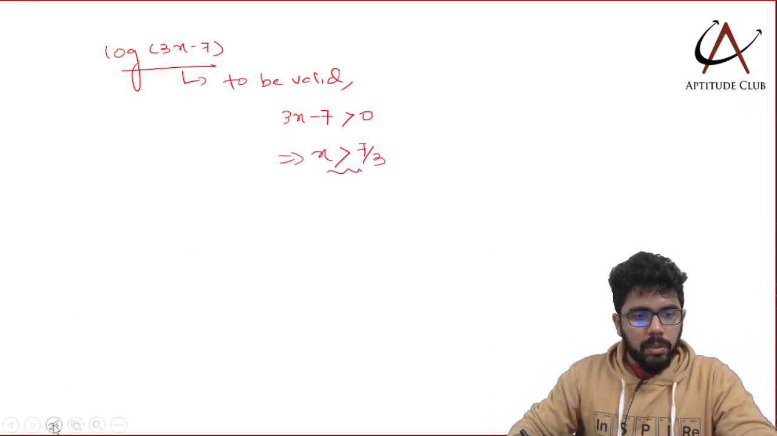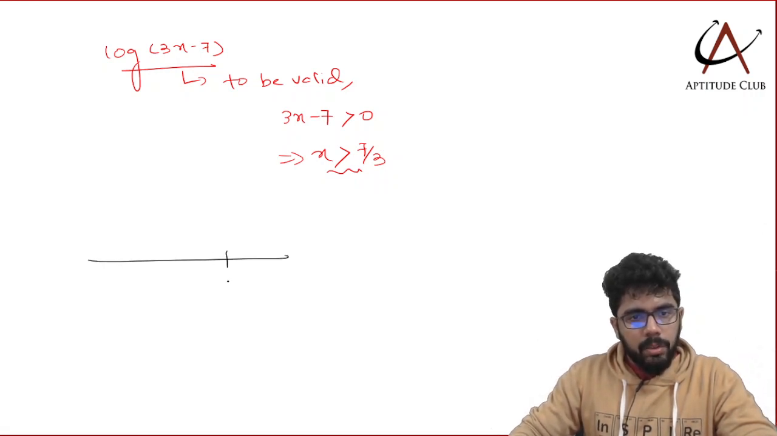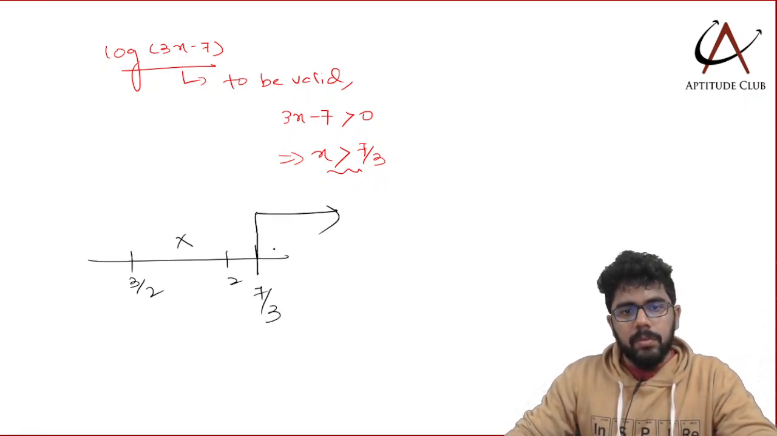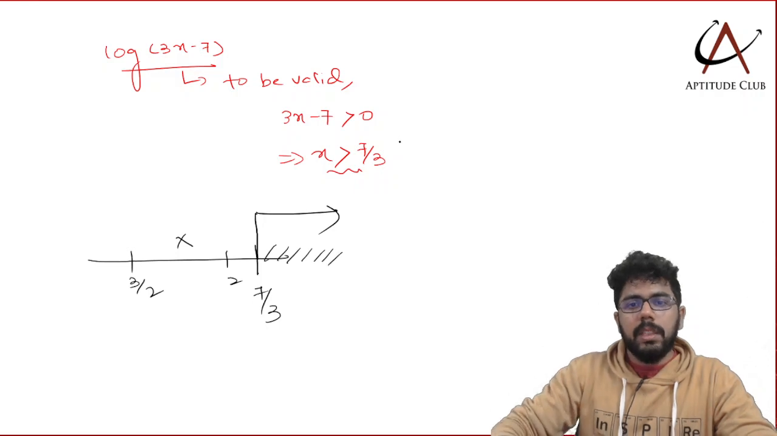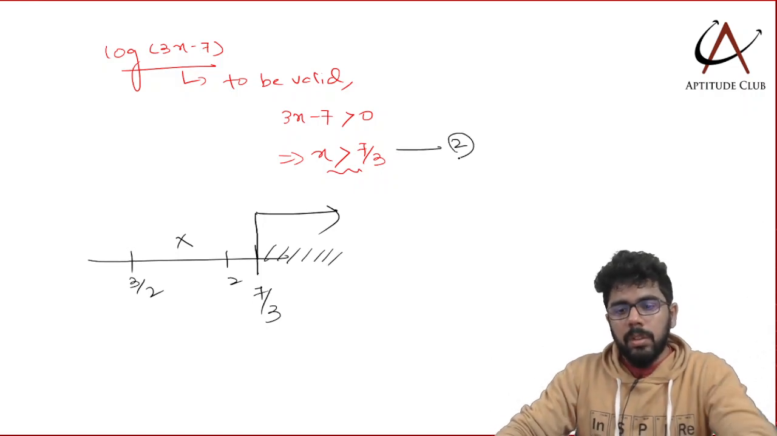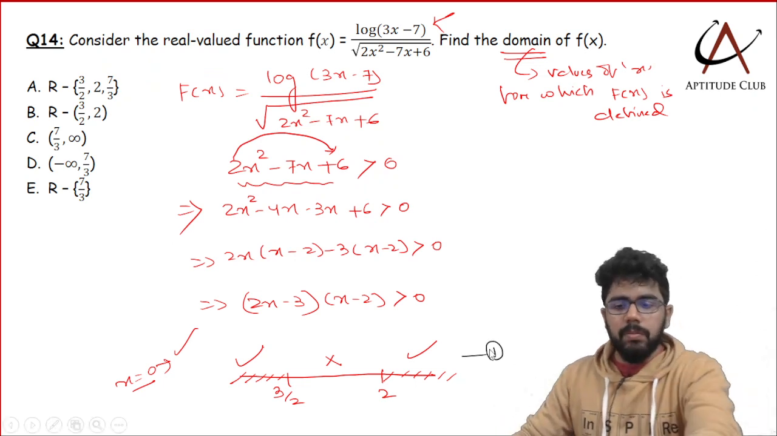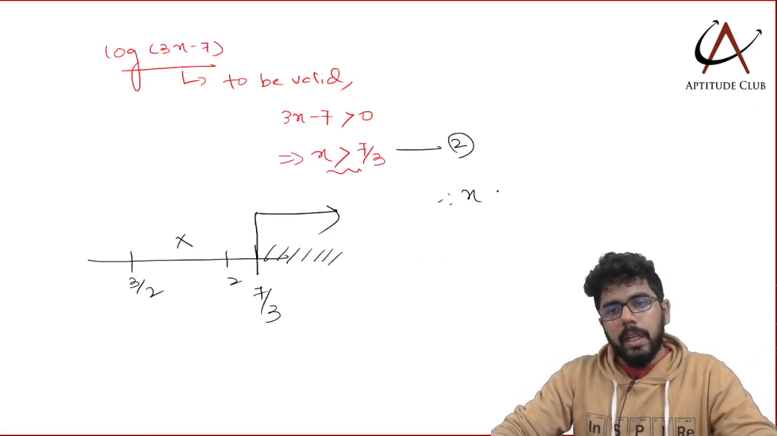So now if you plot the number line, I had 2, then I had 3/2. These were not satisfying anyway, but if I combine this, here I will have 7/3. Anything greater than this will satisfy both. This is my result 2 and this is my result 1. So combining 1 and 2, I get this range: x should be from 7/3 to infinity.